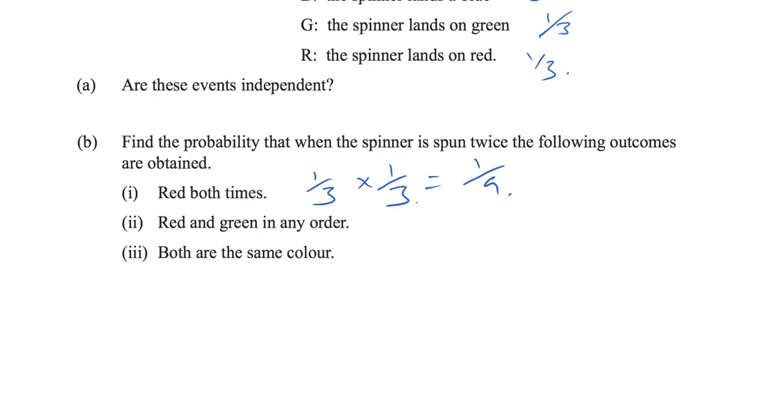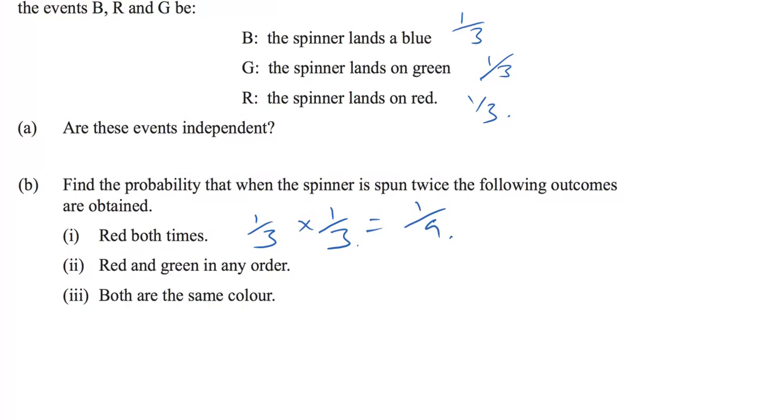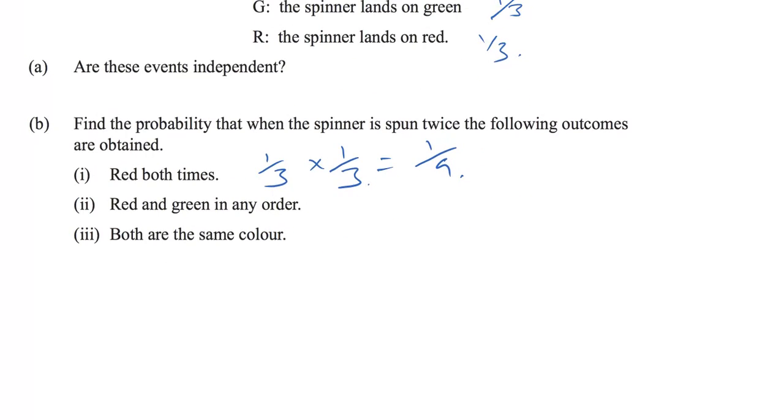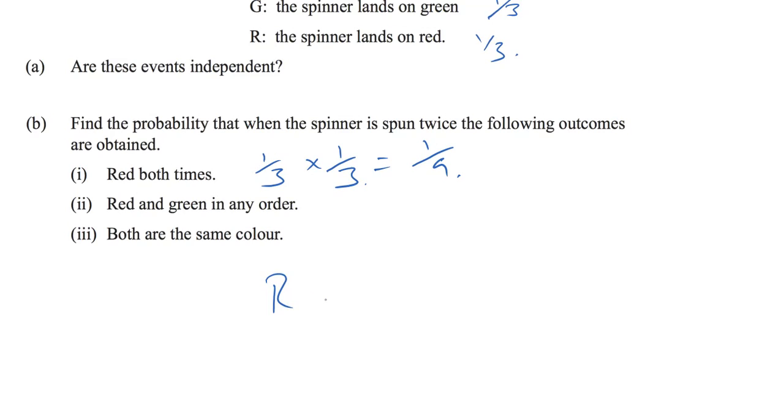Now, part 2, red and green in any order. This is a great question. We've got 2 things to consider here. If we think about red followed by green, that is a third times a third, because the chance of being red on the first go is a third, and the chance of it being green on the second go is a third. So that's a 9th again.